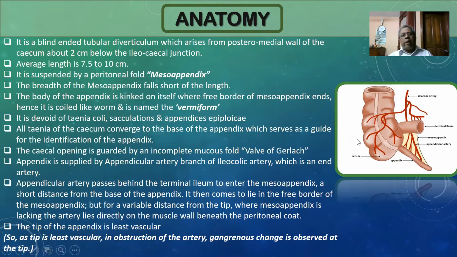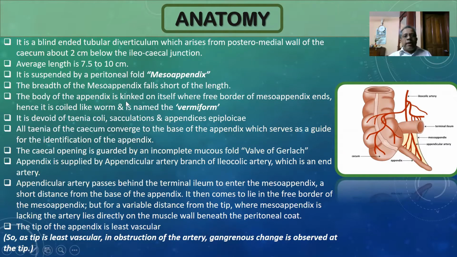It is suspended by a peritoneal fold, which is called the mesoappendix. So look at the picture. There is a peritoneal fold attached to the appendix. That fold is called the mesentery of the appendix, the mesoappendix. The specific name is mesoappendix. The breadth of the mesoappendix falls short of the length. The breadth is short in comparison to the length.